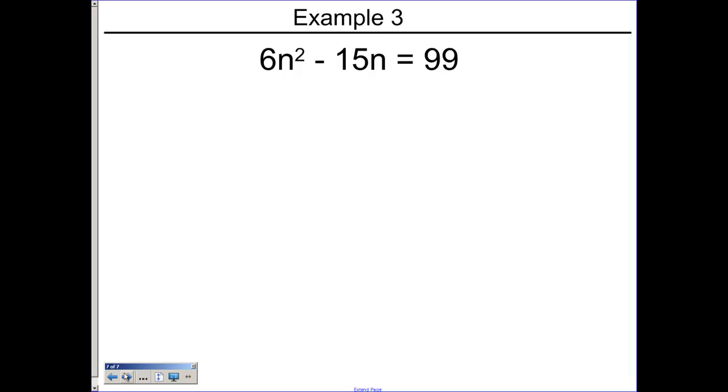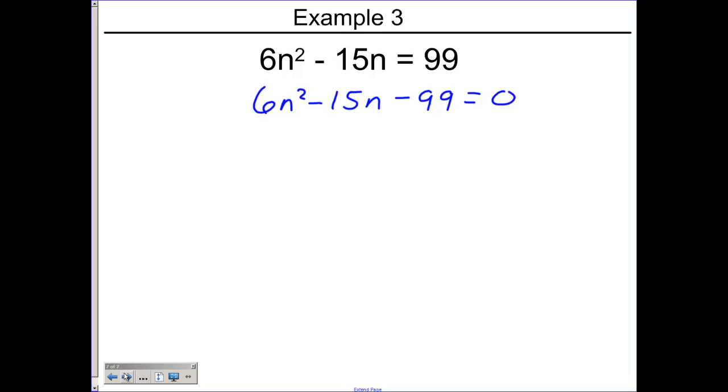Last example, 6n squared minus 15n is equal to 99. Well, the first problem I see with this is it's not equal to 0. In order to factor a quadratic, you have to set it equal to 0. So I'm going to subtract 99 from both sides and rewrite the problem. 6n squared minus 15n minus 99 is now equal to 0. So I just minus 99 from both sides of the problem.